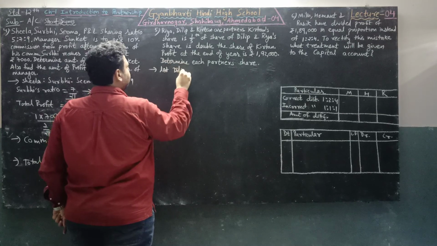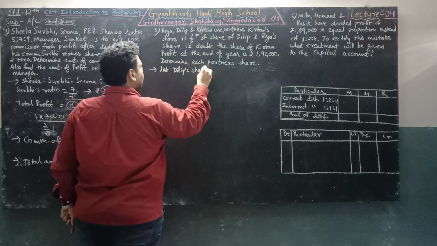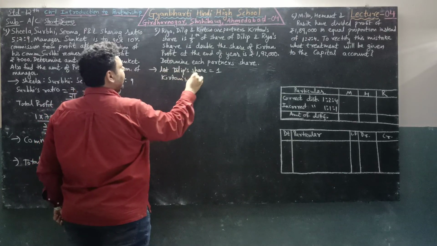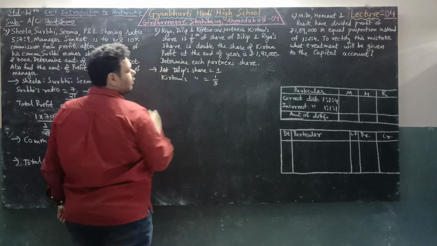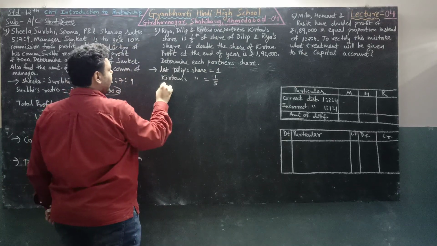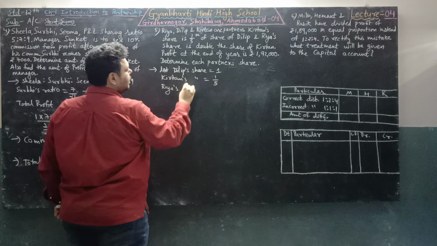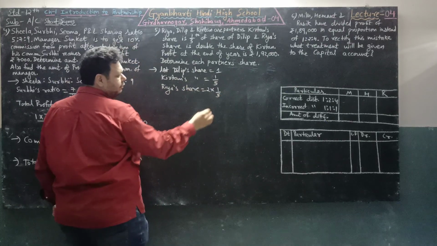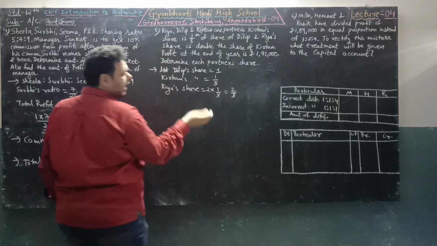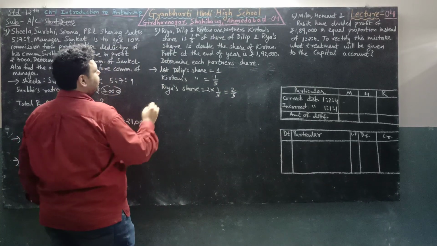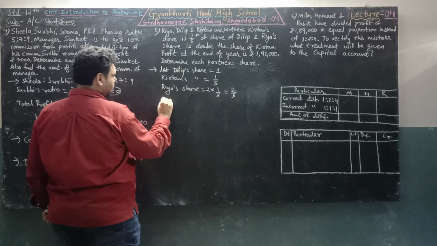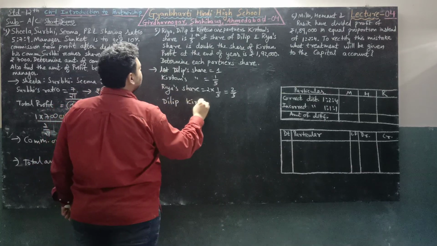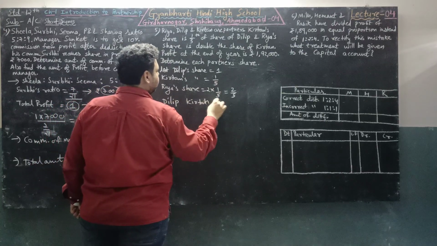So first of all, let Dilip's share is 1. So Kirtan's share will be 1/5 of Dilip and last one is Riya. Riya's share is twice of Kirtan. So 2 into 1 by 5, that is 2 by 5. Calculating their profit and loss ratio, so it will be Dilip, Kirtan and Riya.